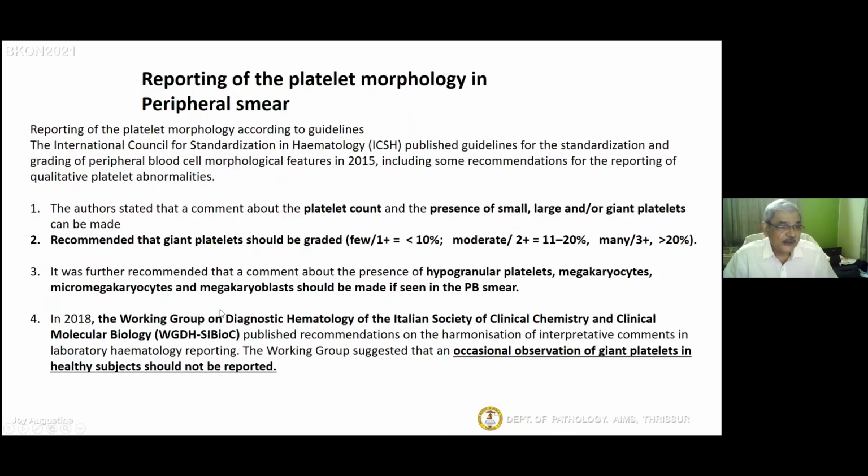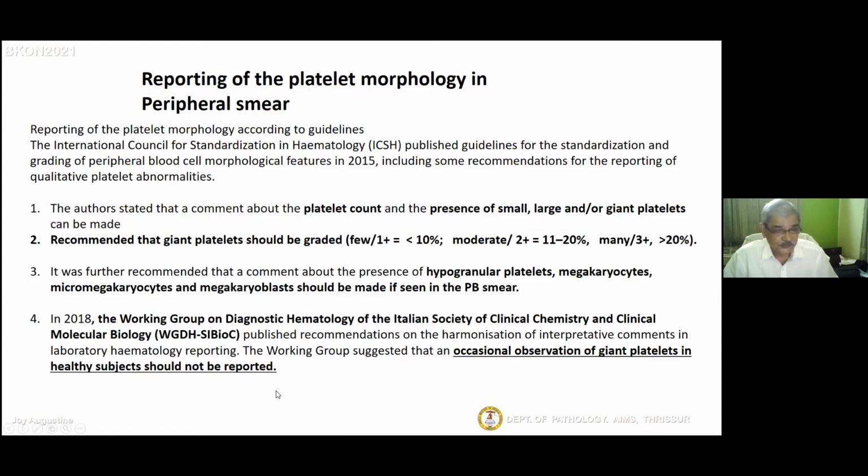Now, reporting platelet morphology in the peripheral blood smear: giant platelets, if present, should be graded as plus 1 if less than 10%, plus 2 if it is 11 to 20%, and plus 3 if it is greater than 20%. And it is mentioned that you have to mention the presence or absence of hypogranular platelets, megakaryocytes, megakaryoblasts, if you see them in the peripheral blood smear. Hypogranular platelets you can frequently see. The others are not generally forthcoming.